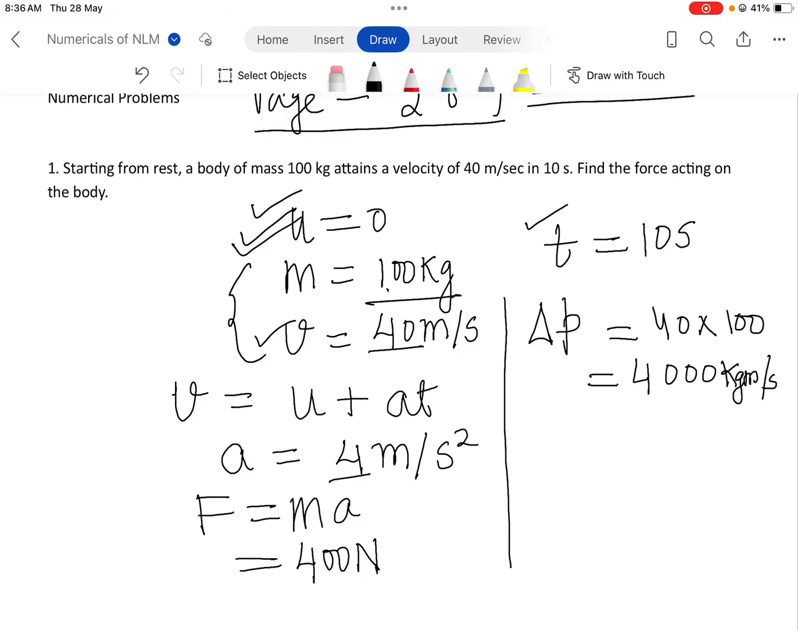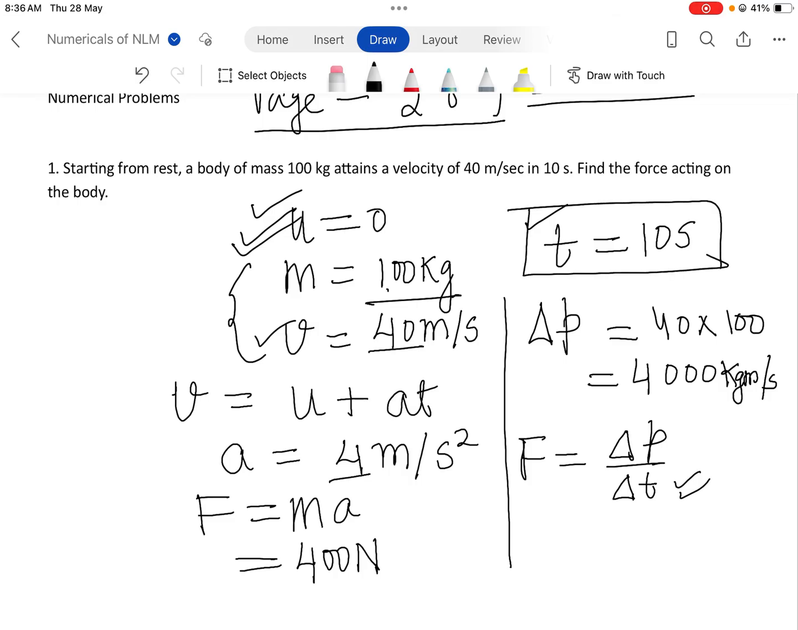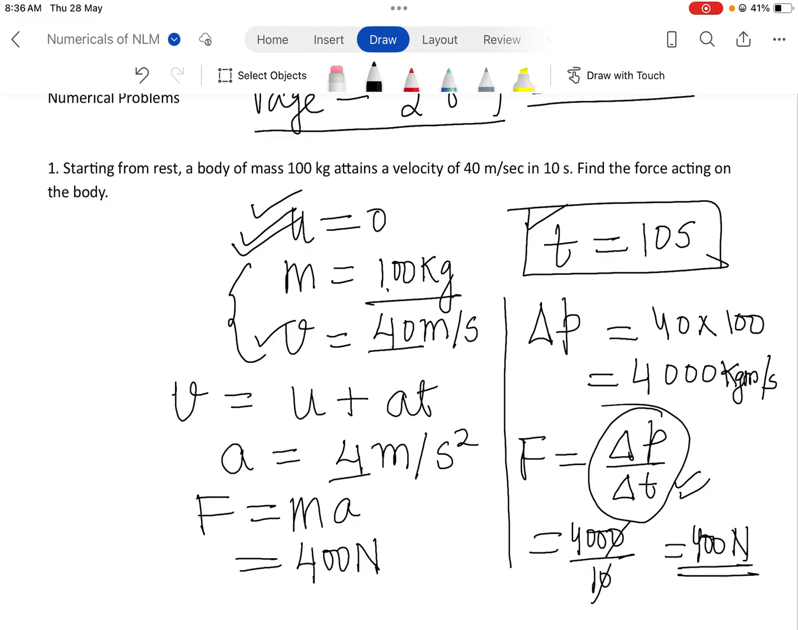So what will be force? F equals delta P upon delta T. What is the delta T? It is the time interval in which this change in momentum took place. So that is 10 seconds here. So that is equal to 4,000 upon 10, that is 400 Newton. It is clear. What is the unit of delta P upon delta T? It is Newton. It is a very common question. It is the same as the unit of force, that is Newton.